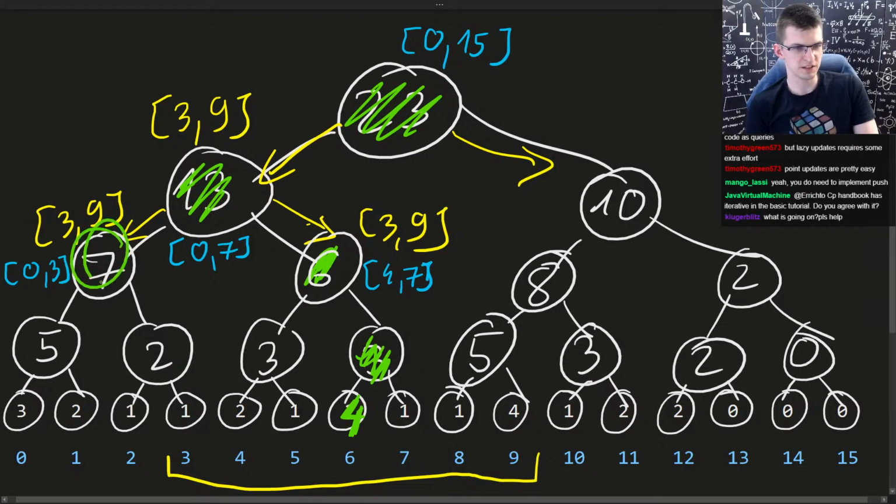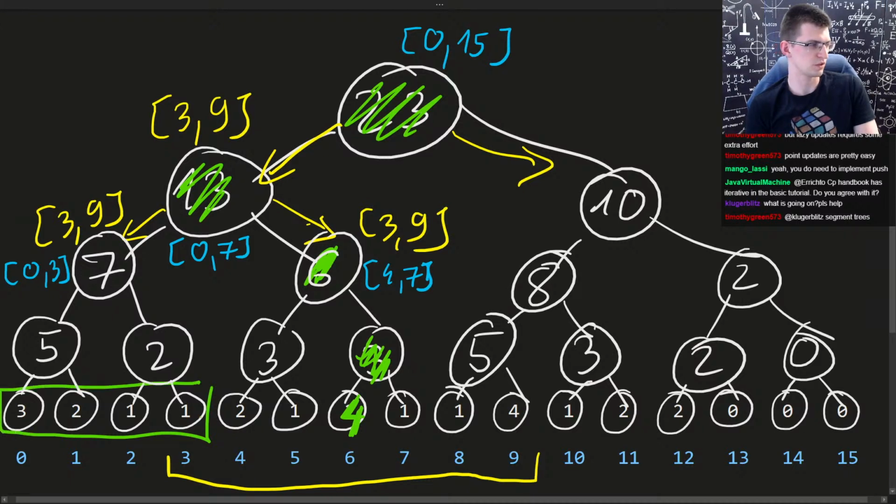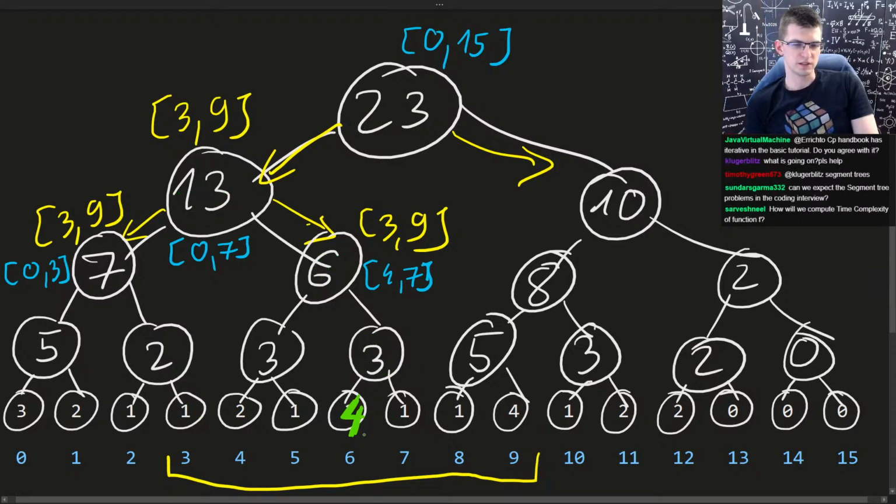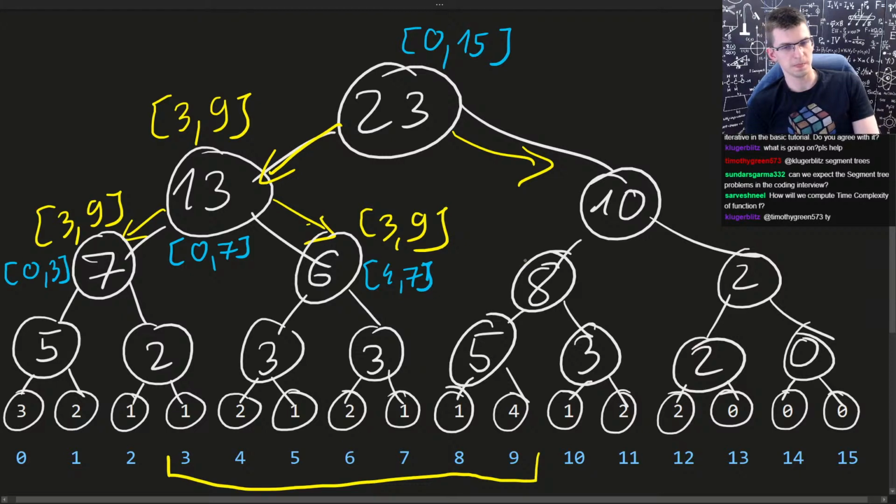Because this 7 is the sum of values below those 4 elements, and those elements didn't change. Now there are 2 ways to approach this. Either you see that 2 changed up to 4, so 2 got increased by 2. So I can do +2 for every node in this path, including this leaf. That's one possibility.